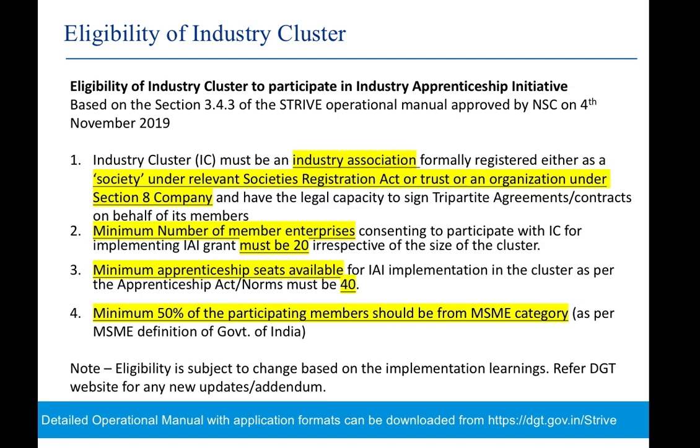Eligibility of industry cluster. So before we understand the entire application process, let us have a quick understanding about the eligibility of the industry cluster. As you can see, there are four important criteria. The applicant cluster must have an understanding that they qualify out of the four criteria, all criteria.